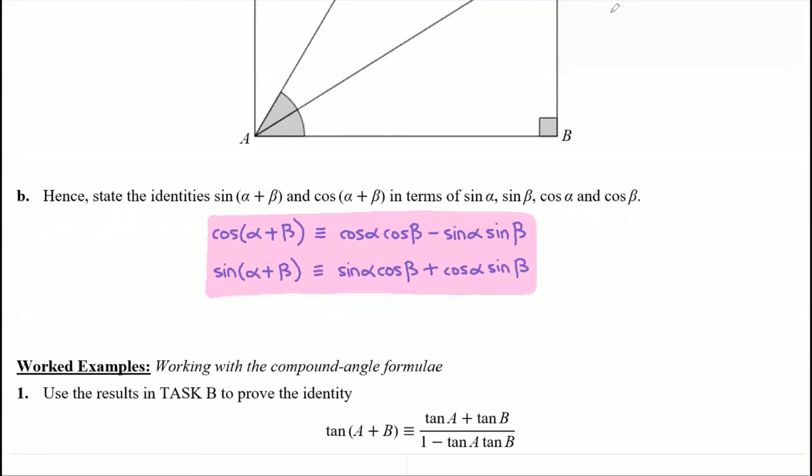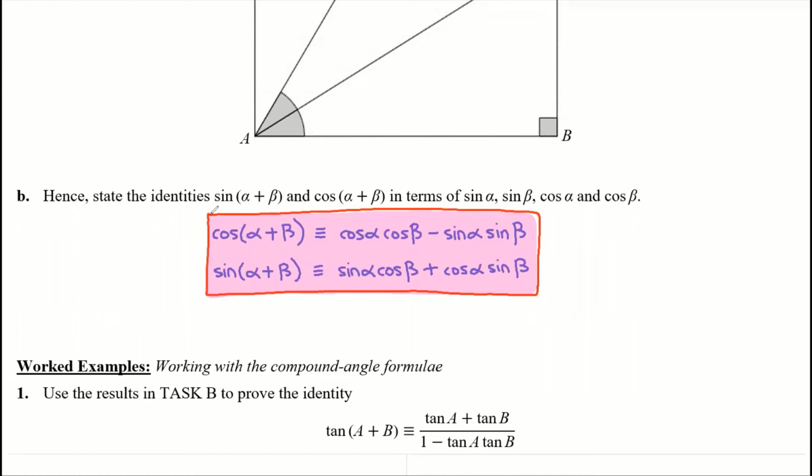So for part B, there we have it. Those are our identities. Now I've made them look really important. I suggest you do the same. Get your highlighters out, put them in a box. In fact, let's put a nice border around the box. All right, these are given to you in the formula booklet, but once again, if you can learn them, get used to them, they're at your fingertips and you'll find problem solving much easier.